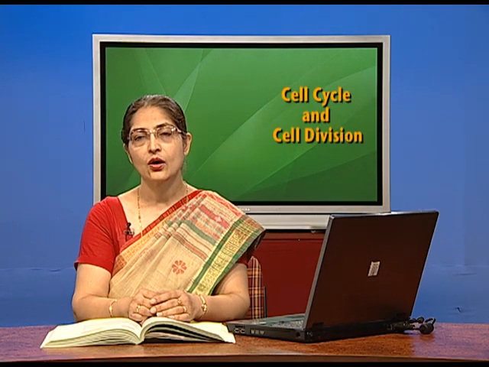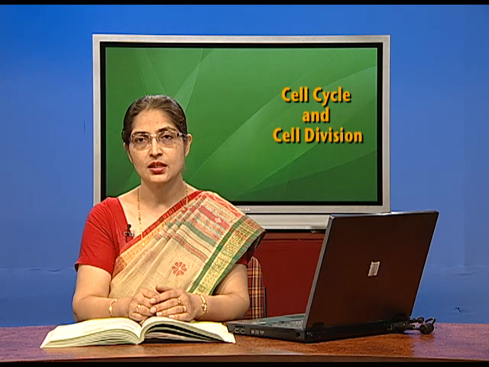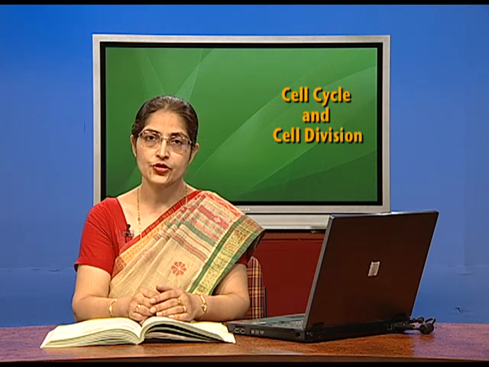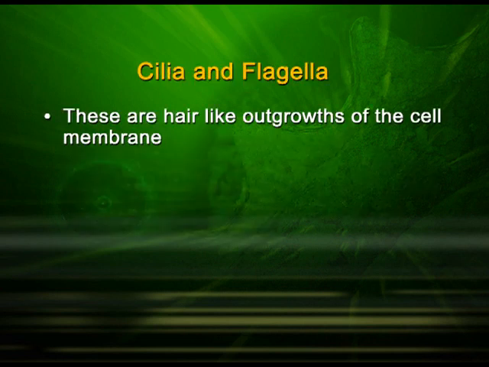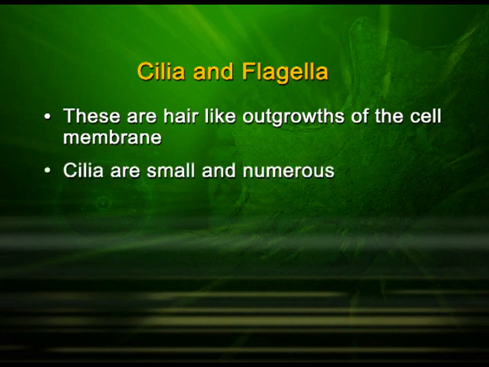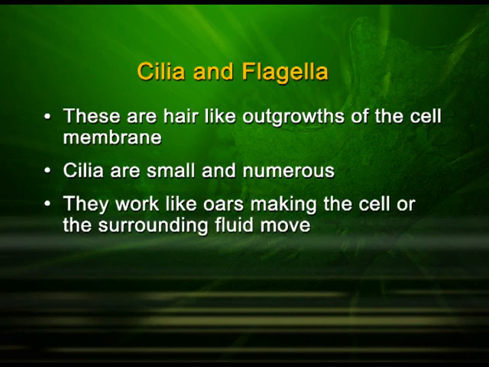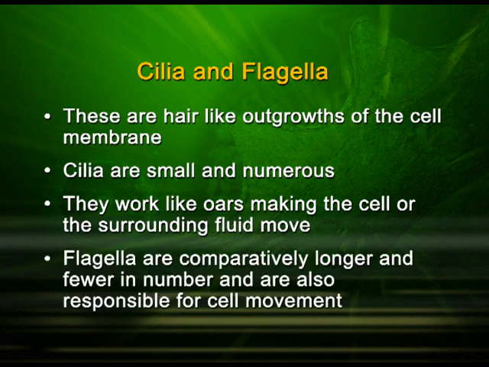The eukaryotic cell also possesses certain cytoskeletal structures, the cilia, flagella and the centrioles. Cytoskeleton is the network of filamentous proteinaceous structures present in the cytoplasm, which function as mechanical support, for motility and for maintenance of shape. The cilia and flagella are hair-like outgrowths of the cell membrane. Cilia are small and numerous. They work like oars, making the cell or the surrounding fluid move. Flagella are comparatively longer and fewer in number and are also responsible for cell movement.